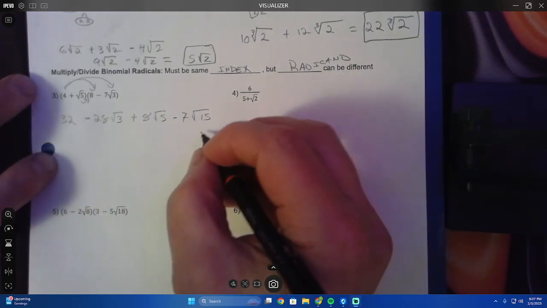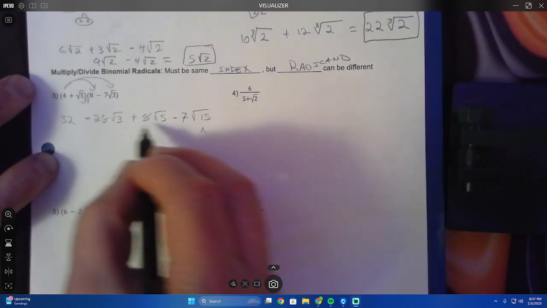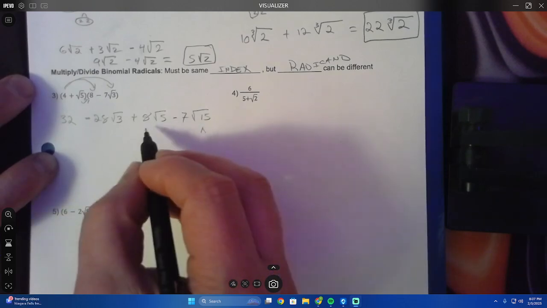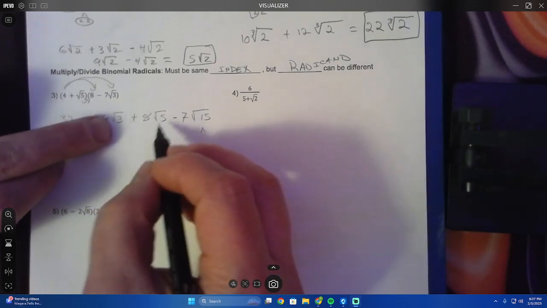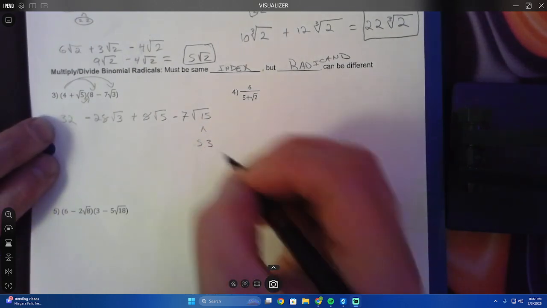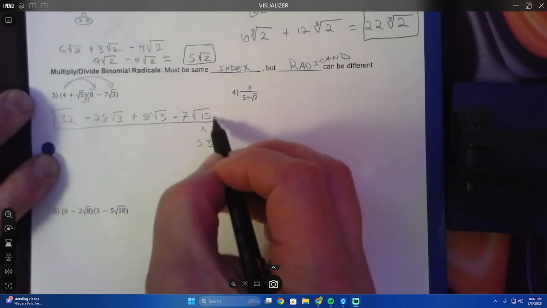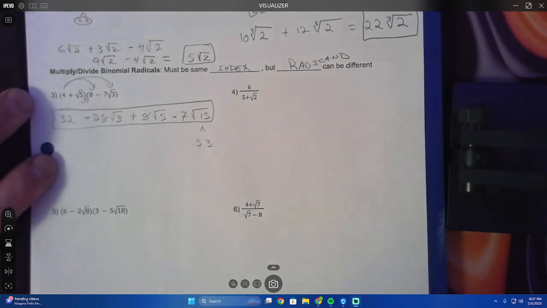I always want to get in the habit of checking here and seeing if I can simplify this last term and combine it with anything inside of here. Or even these terms, I might be able to simplify throughout this process. Here, when I check 15, I know its factors are 5 and 3. Nothing to simplify here, meaning that this is my correct answer.